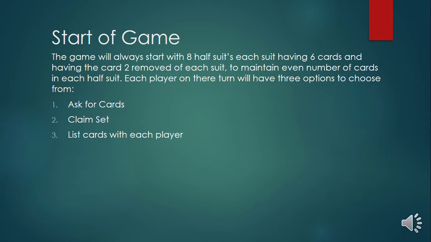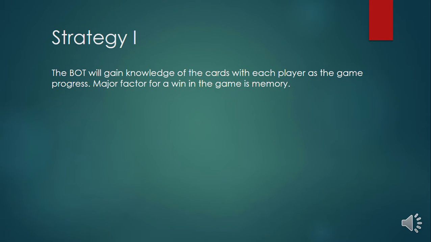If we go further, I have 3 strategies, so I'm going to give you a brief description of them. In the first strategy, the bots gain knowledge of the cards with each player as the game progresses, and the major factor for a win in the game is memory. That's the important thing over here. And I can illustrate a little further.